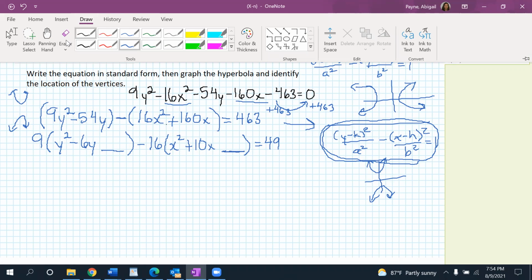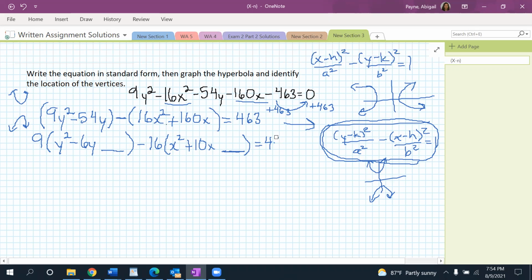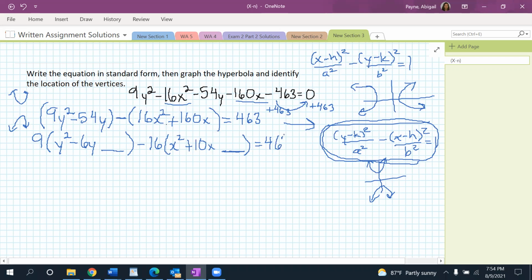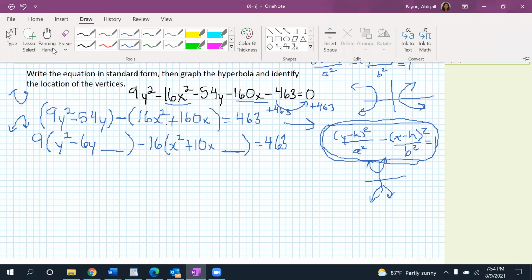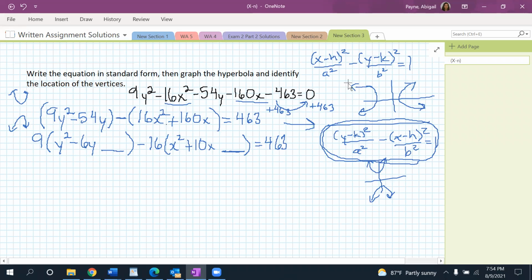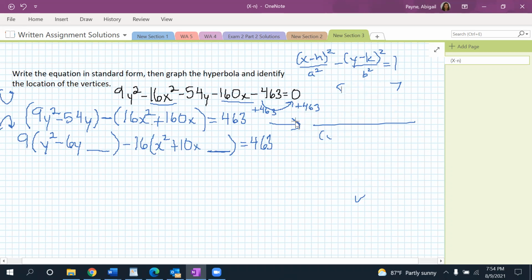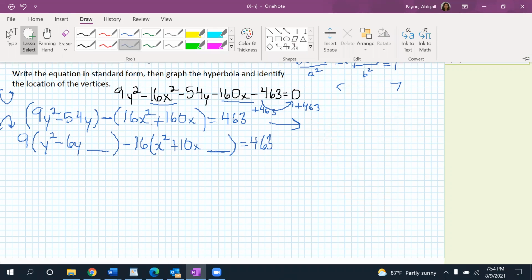Oops, 463. Let me find the undo. Oh well, just erase. I want to have two blanks for where I complete the square, so I'm going to have to erase all this. Hang on, I'm not real good at this lasso delete, but I'm going to try. That's not as bad as usual for me. Just one more. Why won't you go away? There. Okay.